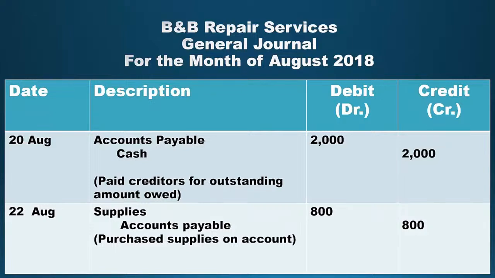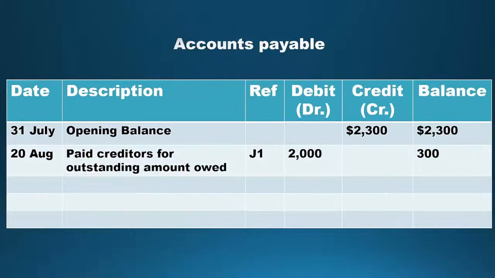Posting to the ledgers. Accounts payable ledger. 1. Write the date, August 20. 2. Narrative. Add the narrative: Paid creditors for outstanding amounts owed. 3. Reference. Include the journal reference, J1. 4. Amount. Enter $2,000 in the debit column. We debit accounts payable because liabilities decrease when the company pays off what it owes.